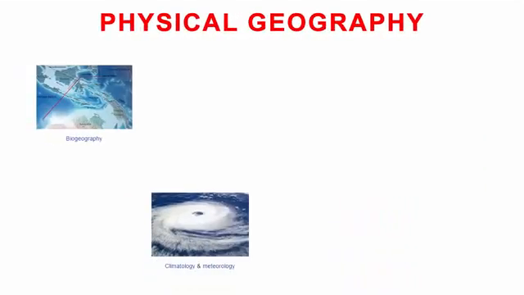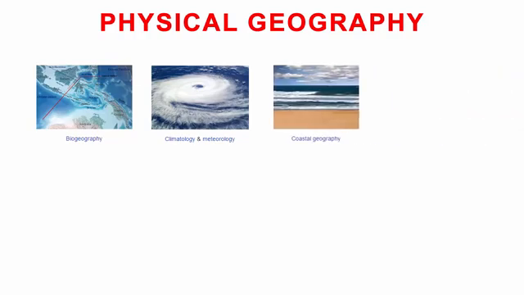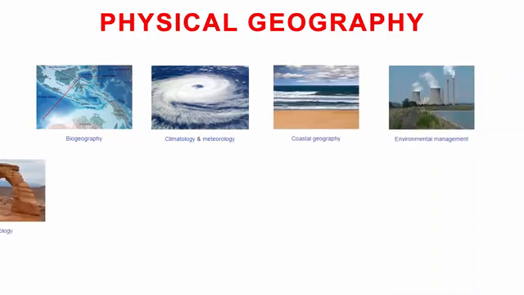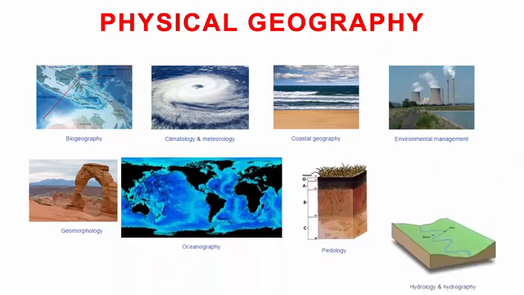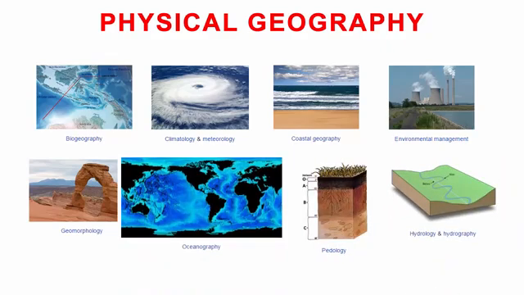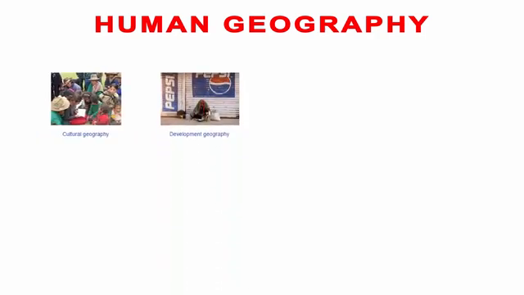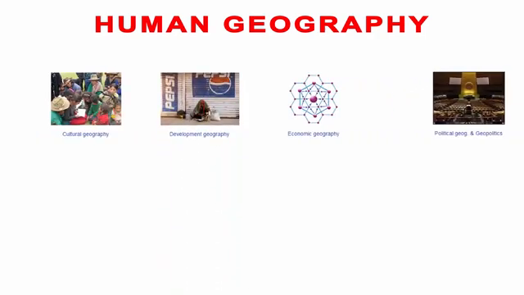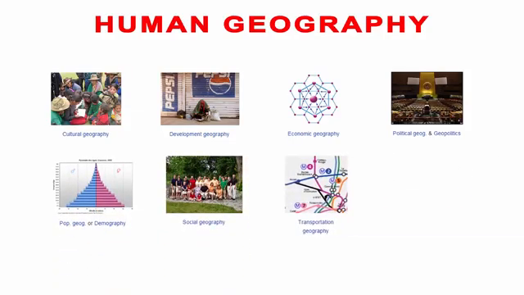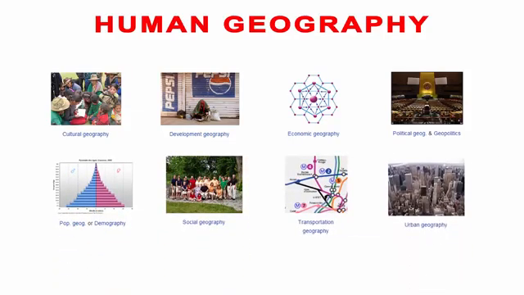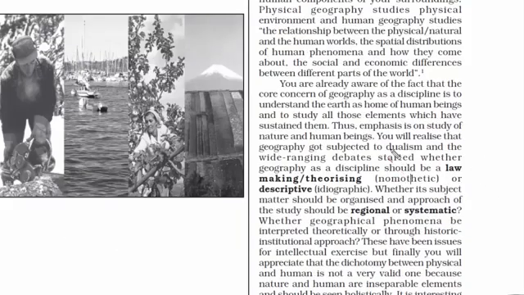Physical geography includes biogeography, climatology and meteorology, coastal geography, environmental management, geomorphology, hydrography, oceanography, pedology, and many more. Similarly, human geography includes social geography, cultural geography, development geography, economic geography, geopolitics, demography, urban geography, transportation geography, and many more. Now, this line over here: geography got subjected to dualism.